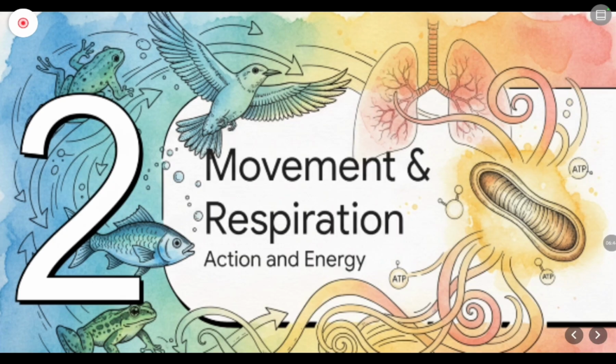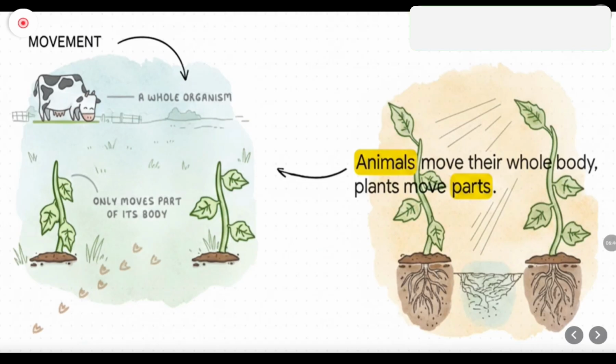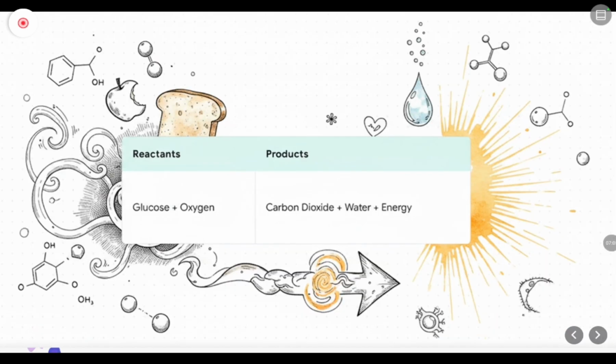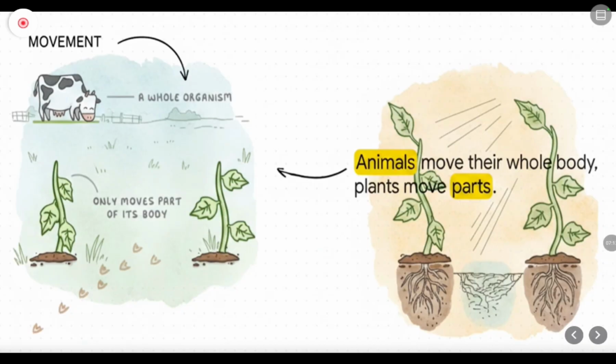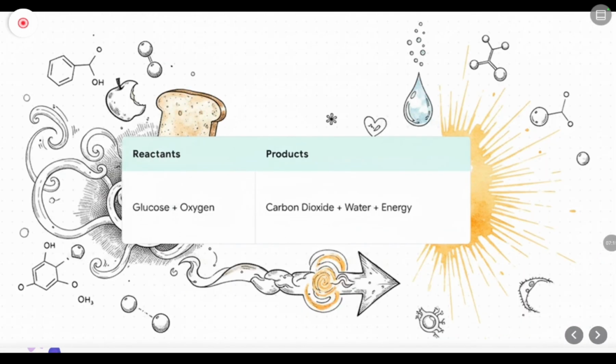Examples of movement and respiration: when I say movement, it is the whole organism, where the cow or mammals move the whole organism, while the plant only moves part of its body. Animals move their whole body, but plants move only parts, and I had explained this before. Now for respiration, take this simple equation: glucose plus oxygen, broken down aerobically, will produce carbon dioxide, water, and energy.